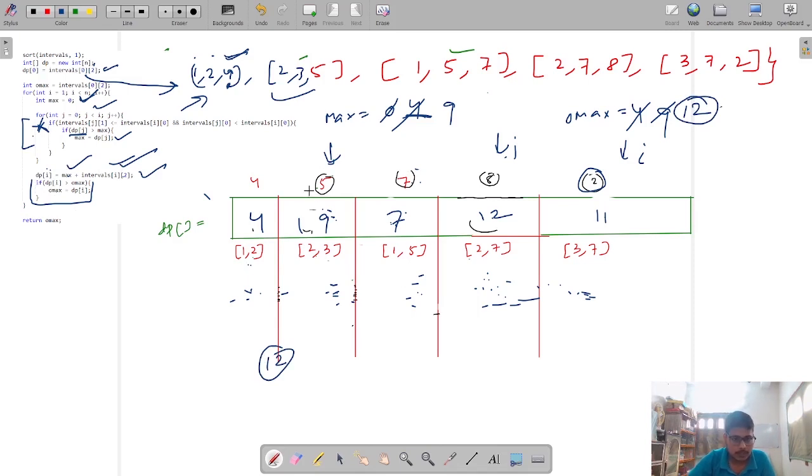So after filling each of these values, I was calculating the original max. It was initially 4. And I compared these values. I filled the value 9, compared 9 to 4, updated to 9. I filled 7, compared 7 to 9, remains 9 as it is. I filled 12, compared 12 with 9, updated to 12. I compared 11 to 12, 12 remains 12.